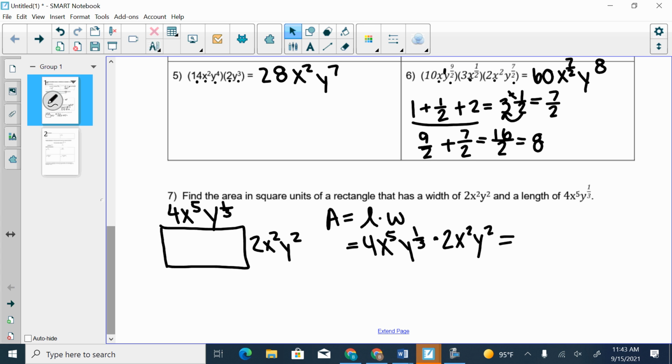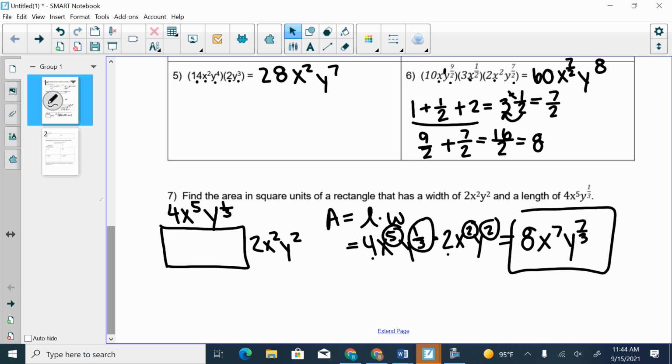So I've got 4 times 2 out in front of each. So 4 times 2 gives us 8. Right. I look at my x's. My exponents are 5 and 2. Right. We took this and added them together. Remember, if you want it to go ahead and just give you the improper fraction, add them in your calculator. 1/3 plus 2. Right? So 1/3 plus 2 does give us 7/3. So this would be my area.